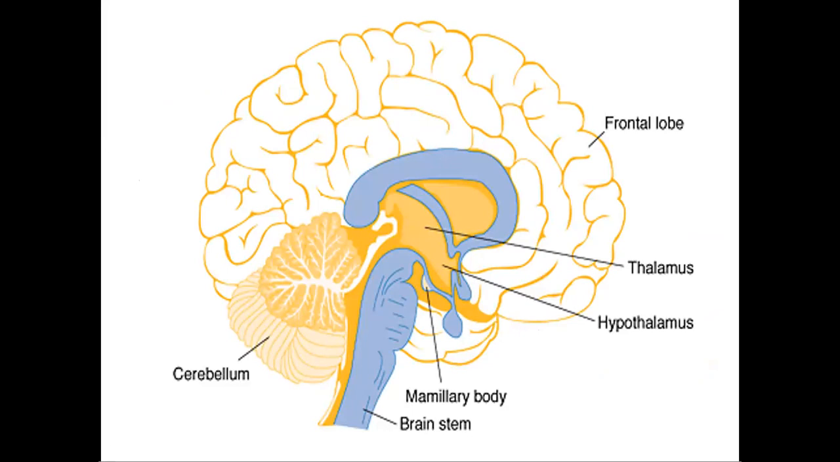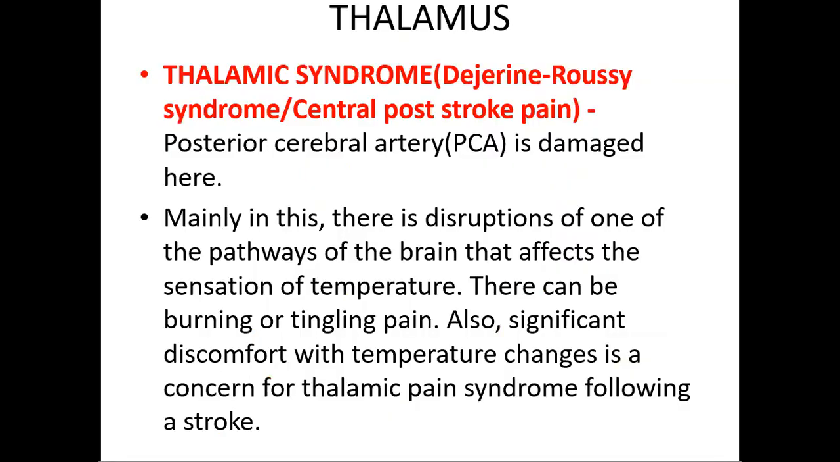We have an important syndrome related to this. We call it thalamic syndrome. When we use the word syndrome there, we have a list of many symptoms. For example, mainly in this thalamic syndrome, there is injury to the PCA, the posterior cerebral artery, which is one of the chief arteries supplying the thalamus.